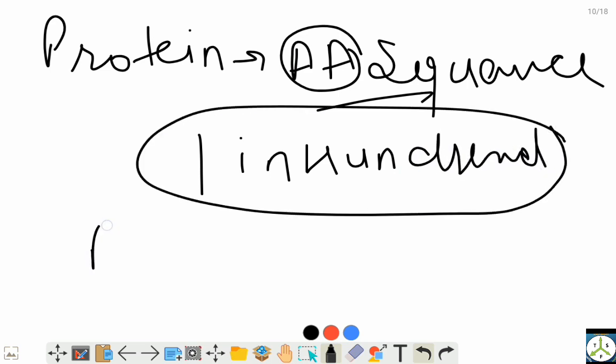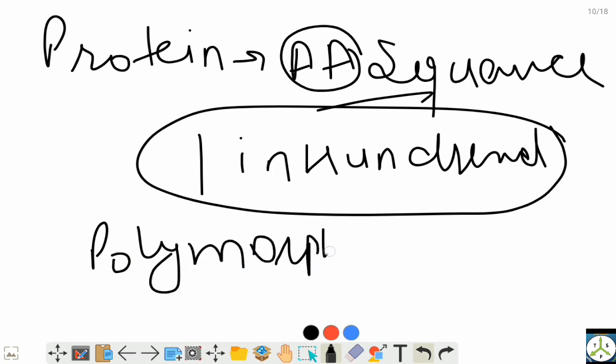Okay, so they will show polymorphism in different forms. They will show the different forms in different individuals. So we can say we can discriminate these proteins on the basis of their profiling, okay, different profiling. So this can lead to a very good application in forensic science. Clear?